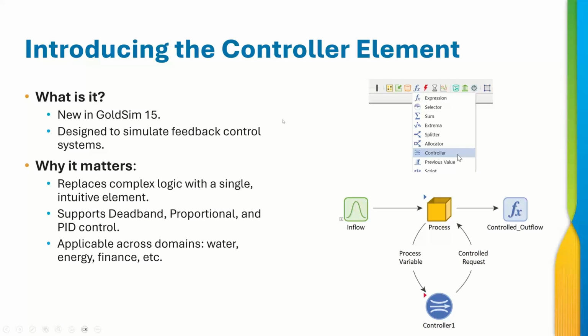Okay, so let's talk about the controller element in GoldSim itself. In GoldSim, the controller element is in the functions category, so you pick that, go down to controller, and then add it. Here's an image showing the controller element in GoldSim. And you can see that a process variable is labeled here. That's just coming from probably a reservoir. And then we have a controlled request, which is going to drive the outflow. So probably going into the outflows request of a pool element, for example, would be a common way to set this up.